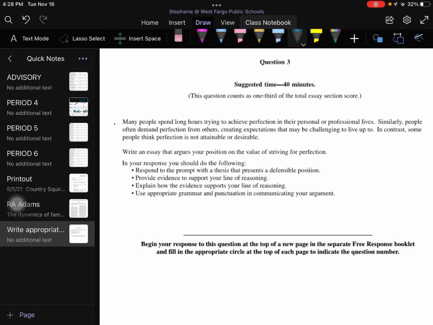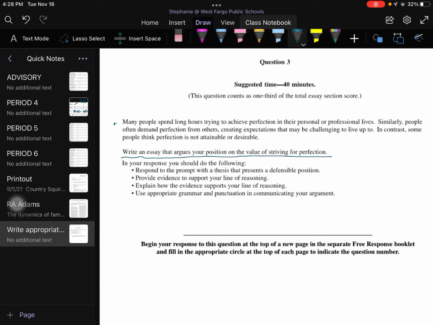All right, let's start with the prompt right here. Many people spend long hours trying to achieve perfection in their personal or professional lives. Similarly, people often demand perfection from others, creating expectations that may be challenging to live up to. In contrast, some people think perfection is not attainable or desirable. Write an essay. Now I'm going to start underlining because that is our signal, right? Write an essay that argues your position on the value of striving for perfection.